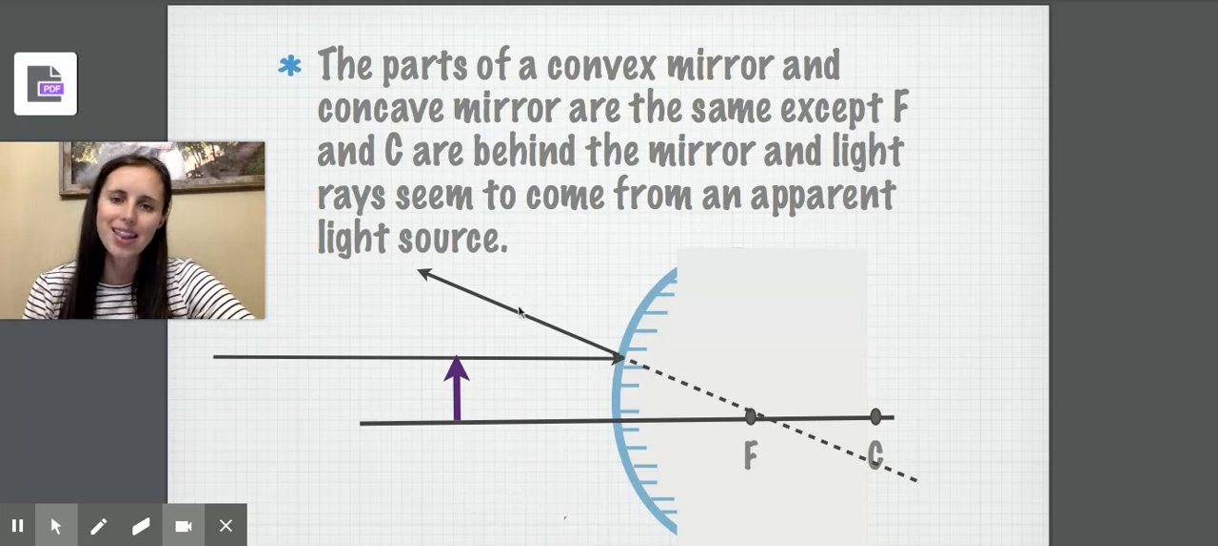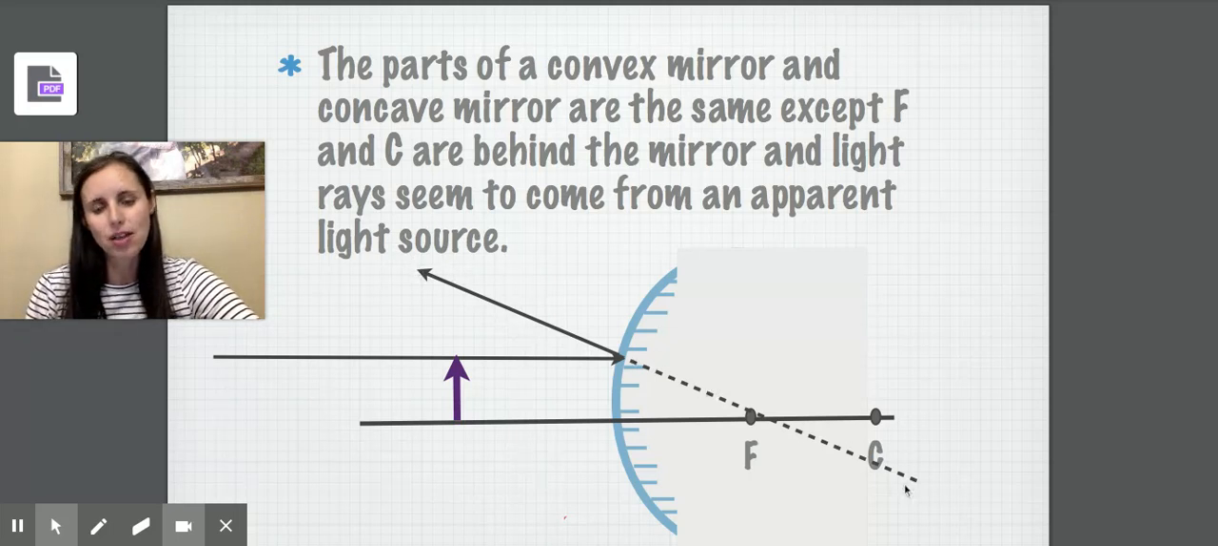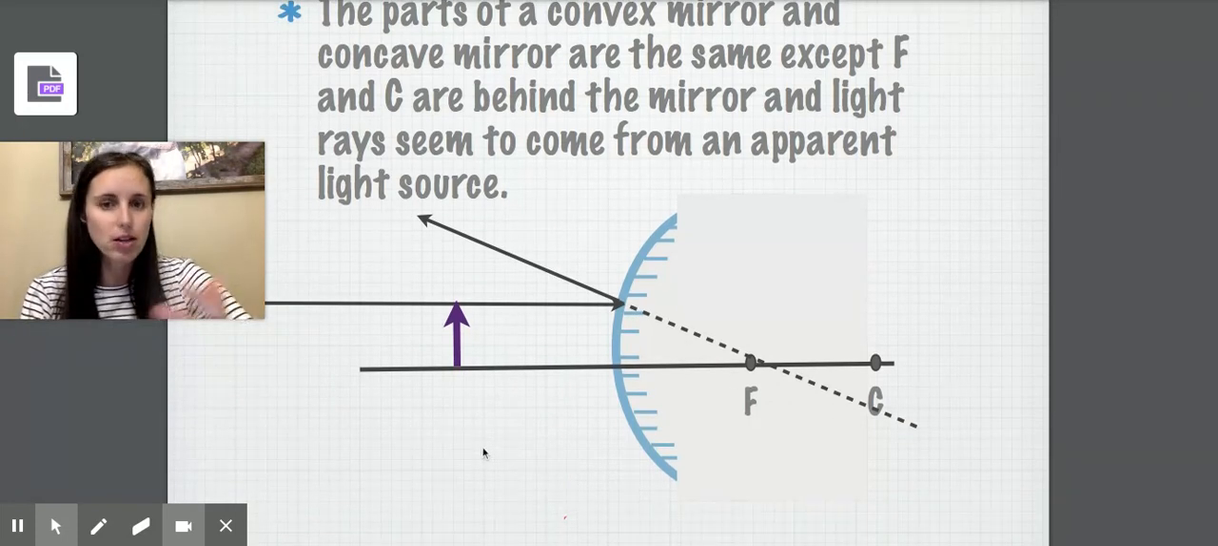I've traced on this side a solid line because on this side of the mirror, this is going to be my reflected light. I've traced on this side a dotted line. Why did I trace a dotted line? Because on this side, it's always going to be an apparent light source. This is just where my brain thinks the light is coming from. It's not actually where the light is coming from. So that was my first rule.